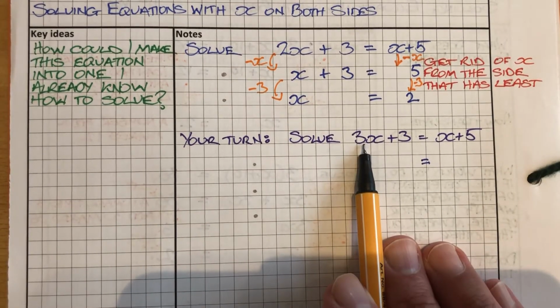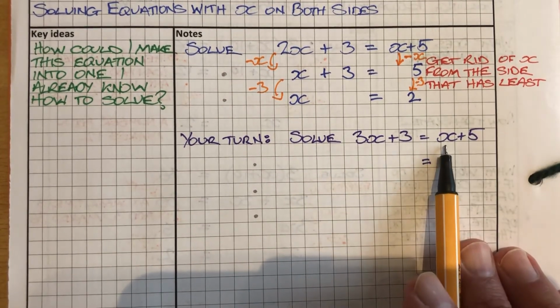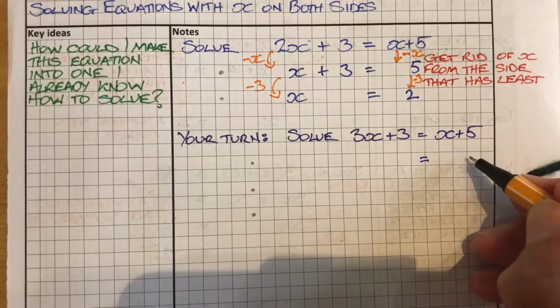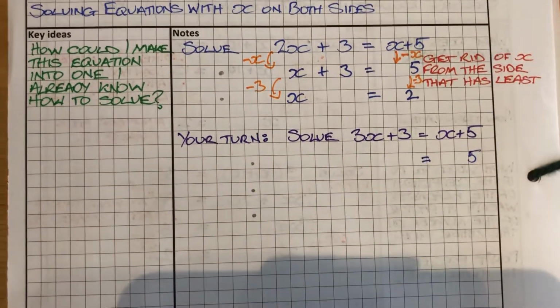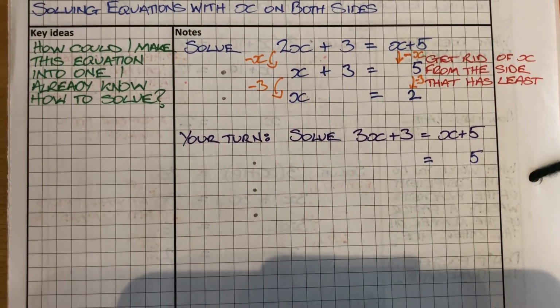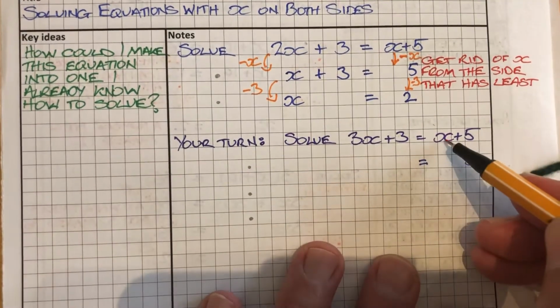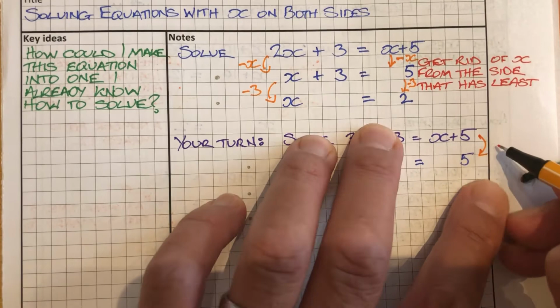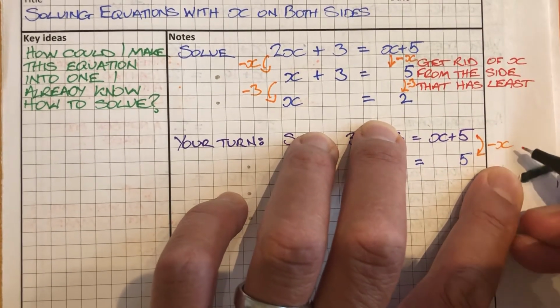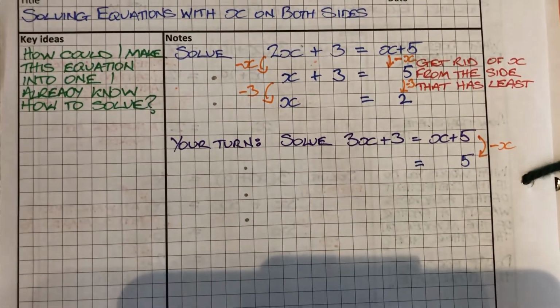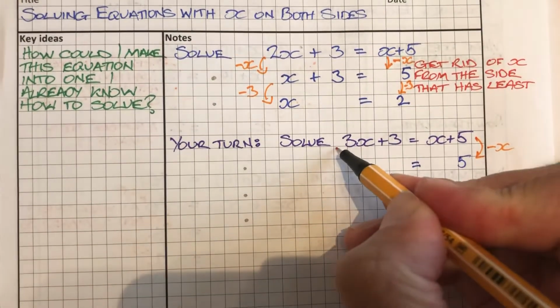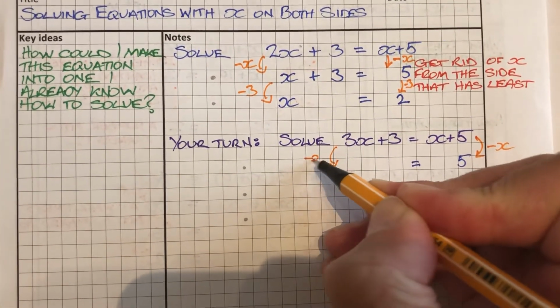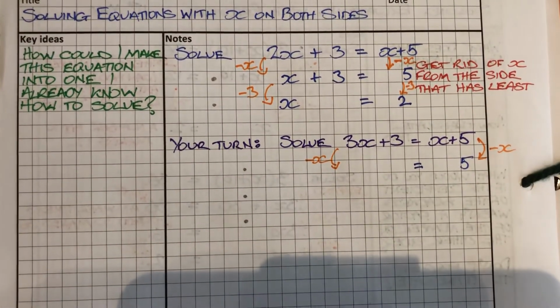There are 3 x's on this side, only 1 x on this side. This guy's going. He's gone. How did that happen? Well, it was add x. You've got to get rid of an add x by doing the inverse to add x. Let's take away x. If I take away x from that side, I take away x from that side.